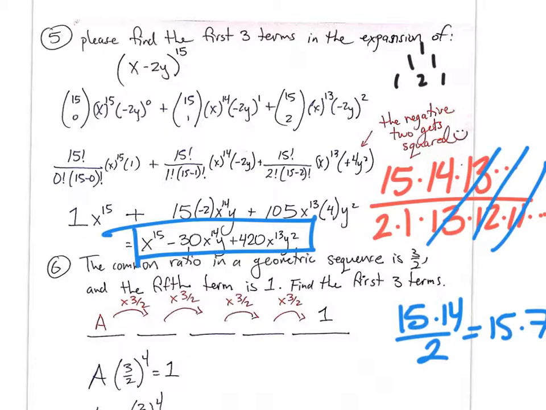Okay. And, well, I'll leave it at that. Okay, next one. Common ratio in a geometric sequence is 3/2. And the 5th term is 1. Find the first 3 terms.